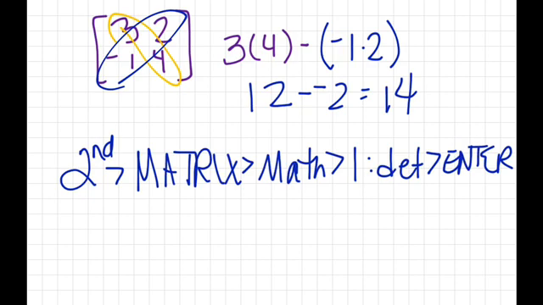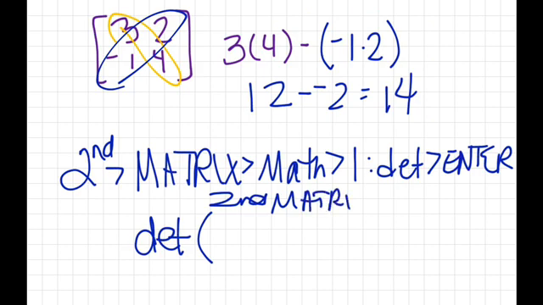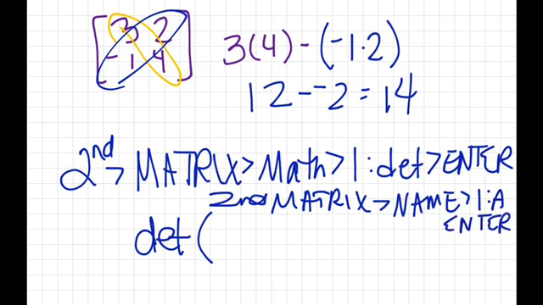Then on your home screen it's going to say DET, and I've got a picture on your paper of how that will look, and it gives you a parenthesis. Now we need to tell the calculator the determinant of what matrix. So again, as it says on your paper, you're going to do second and then matrix again, and then choose where it says name. You're going to choose the name of matrix A, because that's what we want the determinant of. After you hit enter there, you're going to see this on your screen.